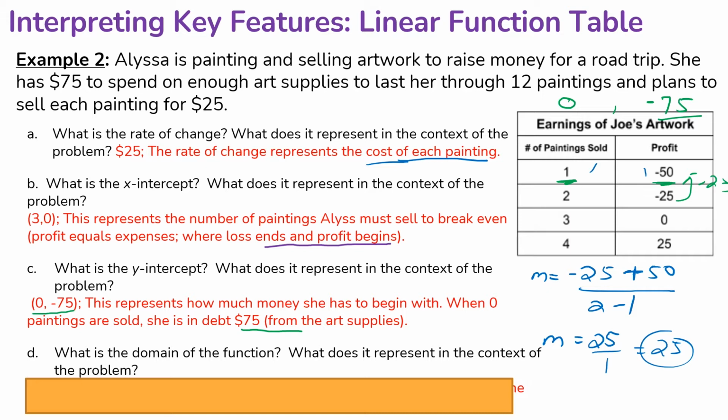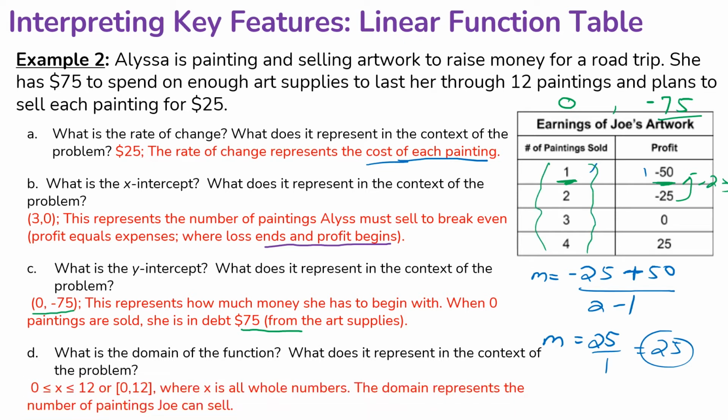Let's look at D. It says, what is the domain of the function? What does it represent in the context of this problem? Remember, your domain uses your independent variables, so it would be these values here. That is from 0 to 12, or x is greater than or equal to 0, but less than or equal to 12. We have interval notation here, showing that we're including 0 and 12, where x is all whole numbers, and it has to be whole numbers because we're talking about paintings.